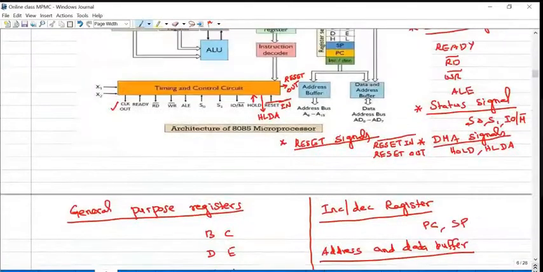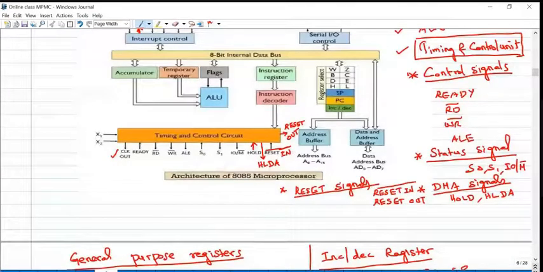So if you look at the architecture, the program counter values are placed on the address bus when it is pointing to the main memory, stack memory, or the address of the IO. Also, among these buffers, the AD0 to AD7 buffer is a bidirectional buffer, and this one is a unidirectional buffer. Whenever ALE equals 1, this buffer holds the address. Whenever ALE equals 0, this buffer holds the data.